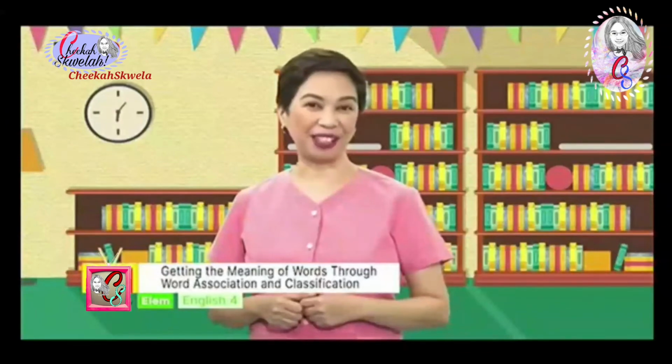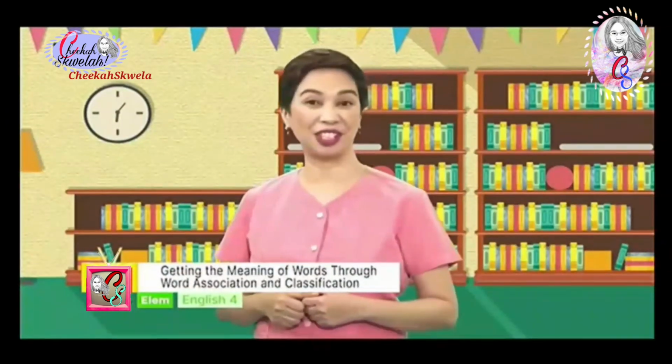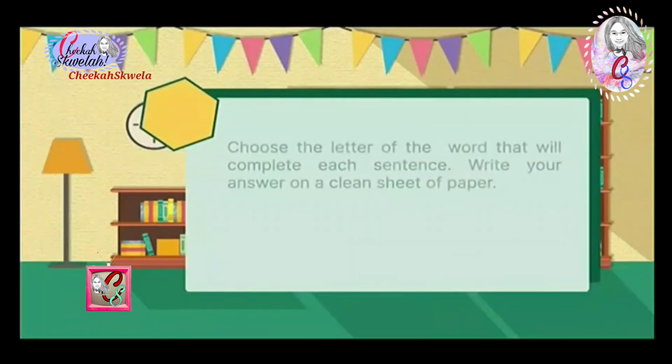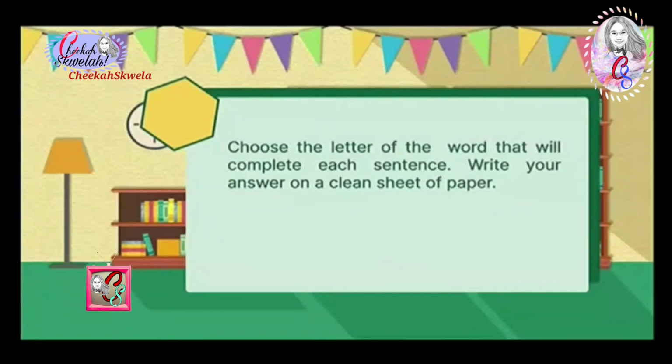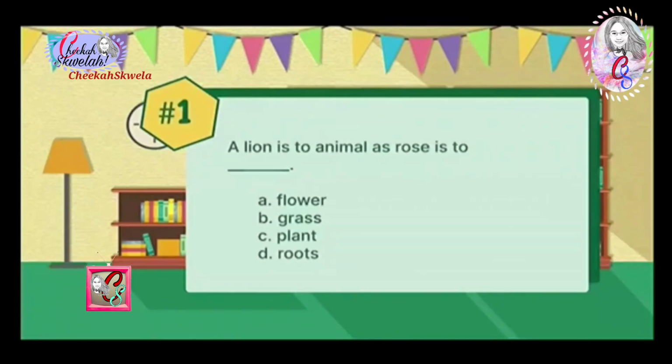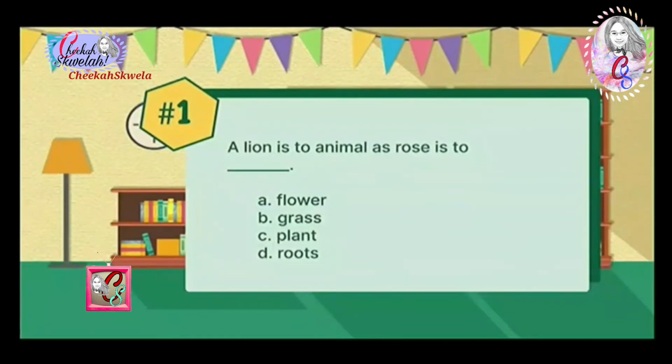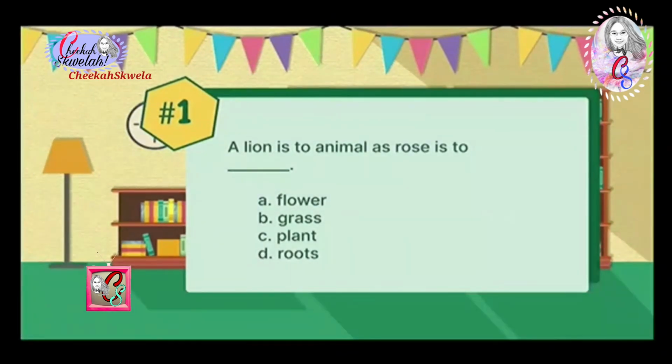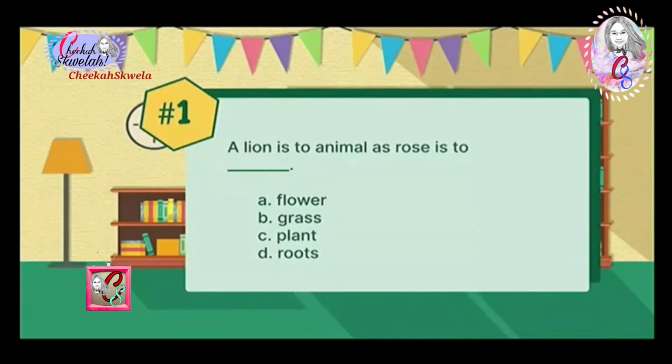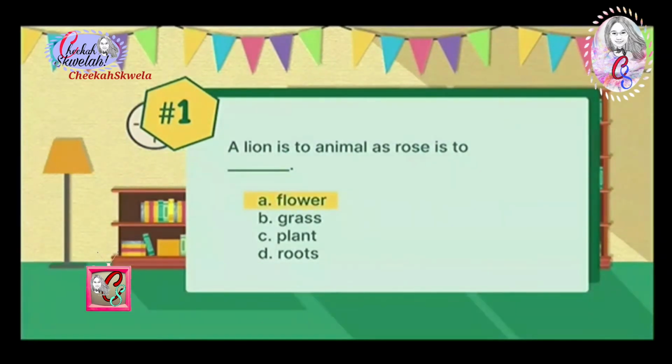I think you're more than ready for another activity for you to indulge in. For analogy, you have to choose the letter of the word that will complete each sentence. Write your answer on a clean sheet of paper. Number 1. A lion is to animal as rose is to blank. Letter A, flower. Letter B, grass. For letter C, it's plant. And for letter D, roots. If your answer is letter A, flower, then you are correct.